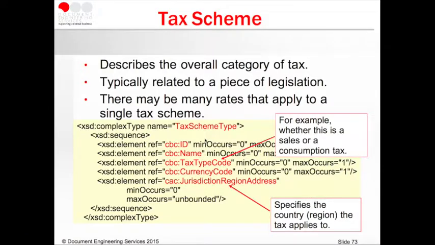Tax scheme describes an overall category, like whether it's a sales tax or a consumption tax, and typically this relates to a piece of government legislation, a piece of law. And there may be many rates that apply to this particular tax scheme. Tax schemes typically apply to countries, but we recognise that some have jurisdiction that is less than a country, and some have jurisdiction that's more than one country.